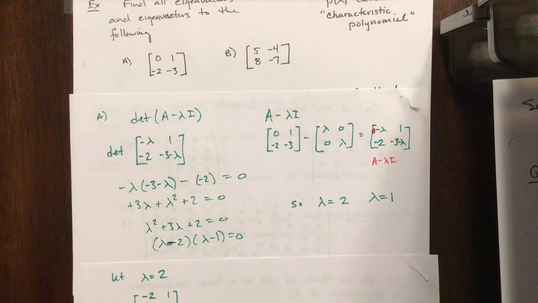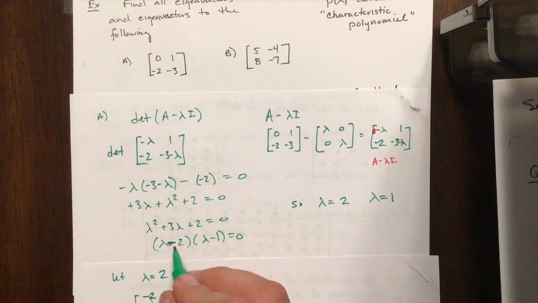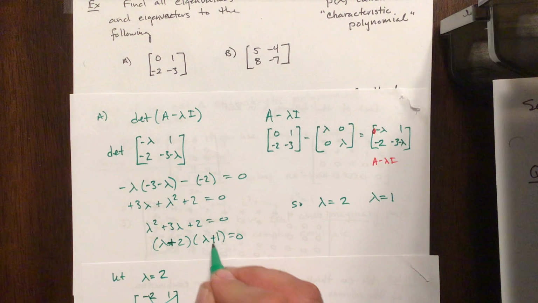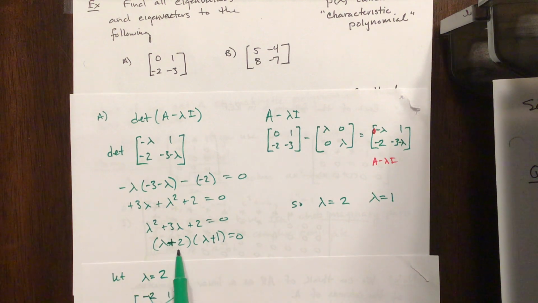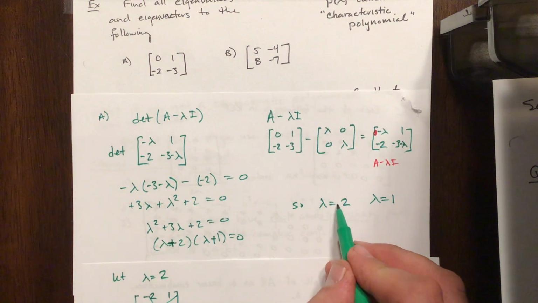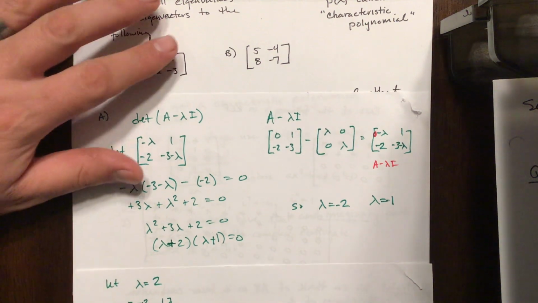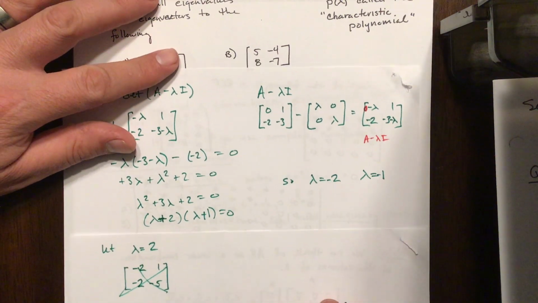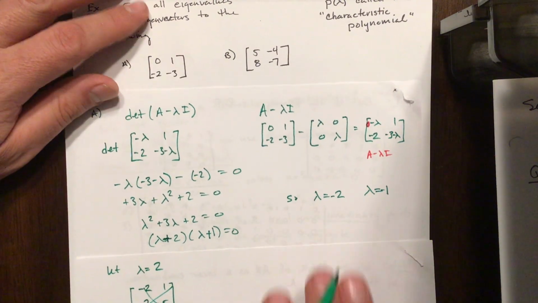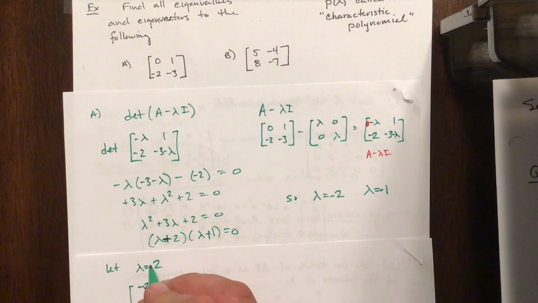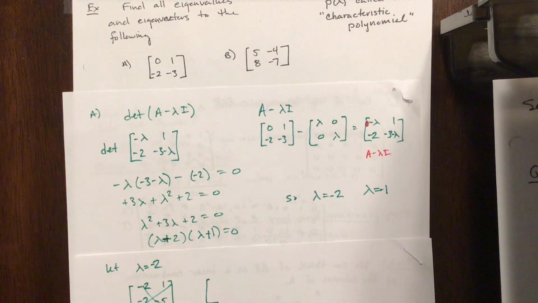And something doesn't look right. Oh, sorry about that. I knew I came into a problem. This is lambda plus 2 and lambda plus 1. So that makes this minus 2 and minus 1. I know y'all are yelling at the video, saying, come on, dummy, get it right. All right, so now let's substitute lambda equals negative 2. What does that look like?